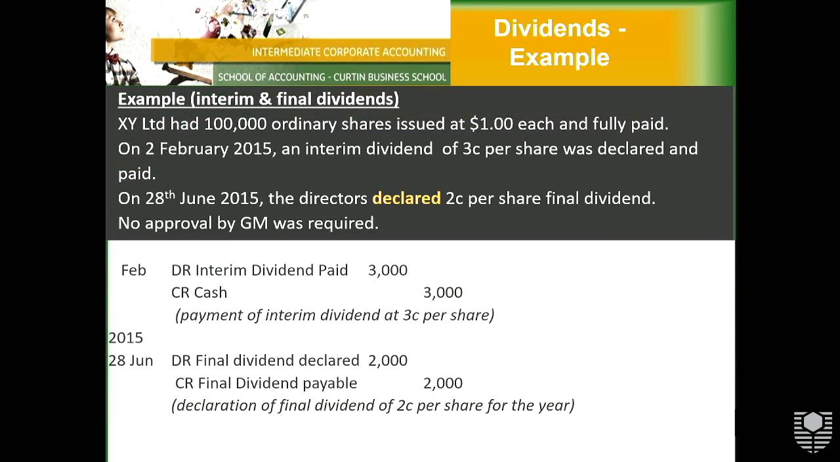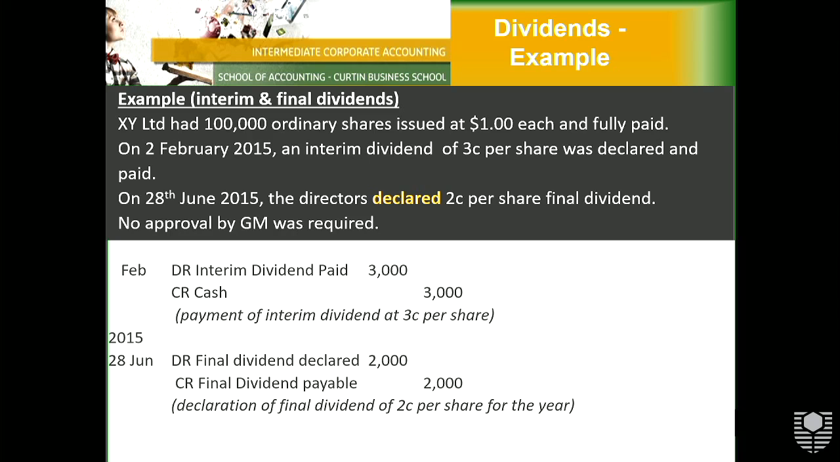Okay. There's a quick example there of an interim and a final dividend. XY Limited had 100,000 ordinary shares issued for $1 each and fully paid. They had a dividend of 3 cents per share. Interim dividend was declared and paid. So you can see debit your interim dividend paid, 3,000, cash 3,000. And that interim dividend paid, remember, is rolling up through your retained earnings. So if you've got retained earnings / interim dividend, that's okay. All right, so some slight variations in the names are acceptable.